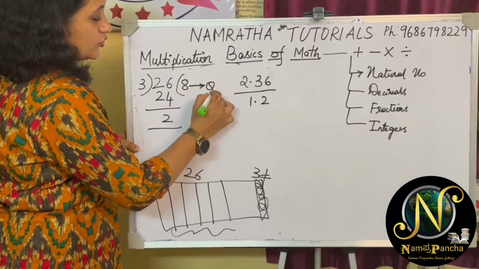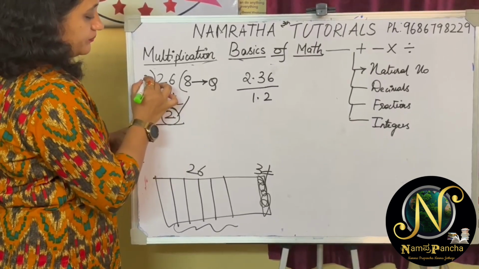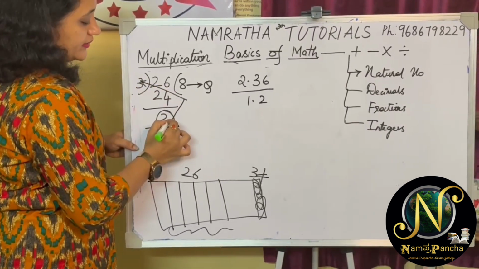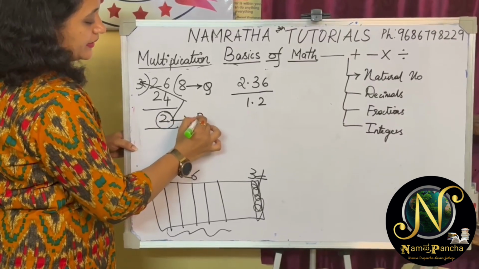So this is called the quotient. 2 is left behind. This is very small compared to 3. We are not able to divide this, so this is left behind. This is called the remainder.